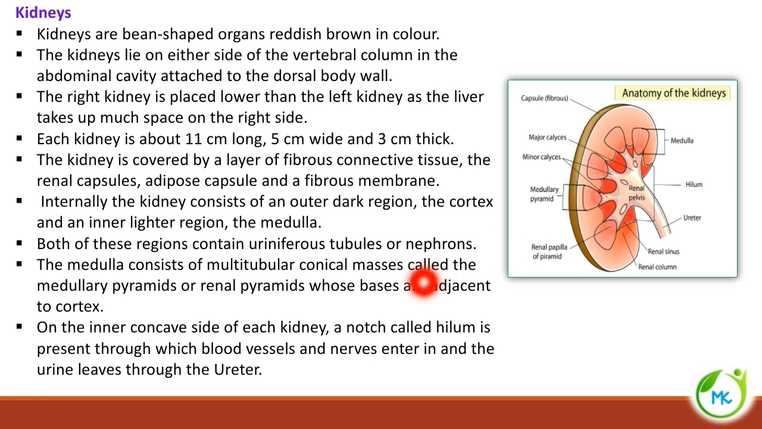On the inner concave side of each kidney, so this is the convex surface of the kidney. This side is the concave face, and in the concave face of the kidney there is a notch. This space is referred to as the hilum. Through the hilum, all the blood vessels and nerves will enter the kidney, and the ureter will leave the kidney, in that notch-like structure referred to as the hilum.